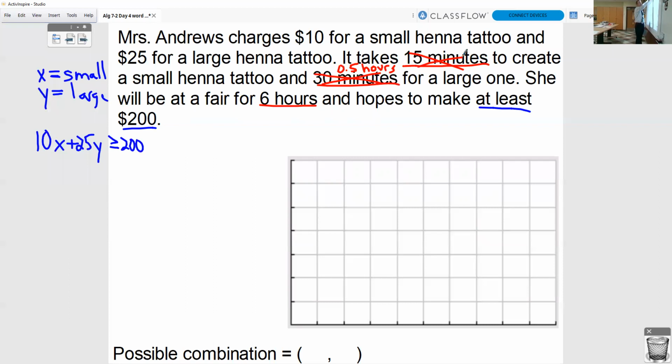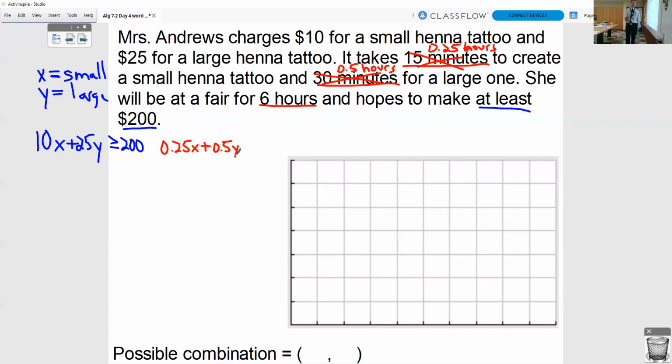15 minutes is really a quarter of an hour, or 0.25 hours. So in our equation, a small tattoo takes 0.25 hours, so 0.25x. A large tattoo takes 0.5 hours. She'll be at the fair for 6 hours.